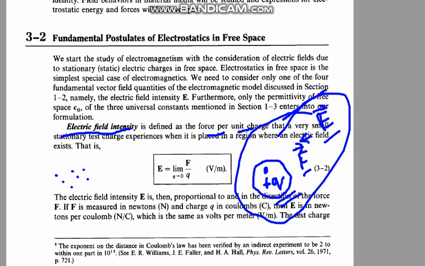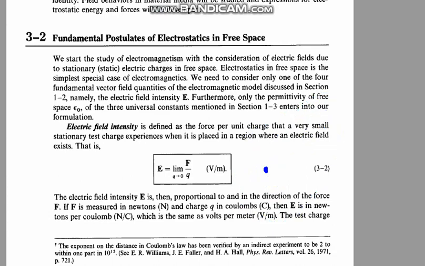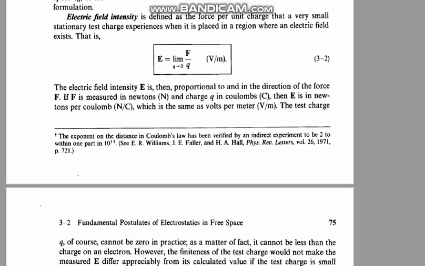Now the electric field intensity E is proportional to and in the direction of the force F. If F is measured in newtons and charge Q is in coulombs, then E is in newtons per coulomb, which is the same as volts per meter. So the force per unit charge on a very small stationary test charge when it is placed in a region where an electric field exists is known as electric field intensity.